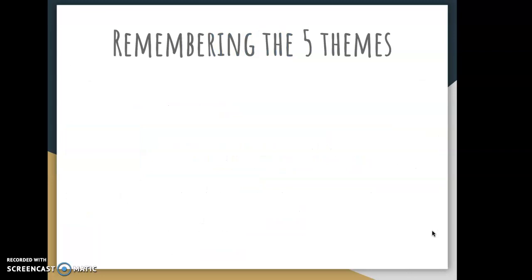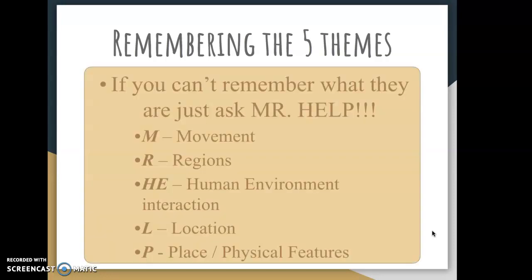So in order to help you guys remember the 5 themes of geography, there's the acronym called Mr. Help. So M for movement, R for regions, HE for human environment interaction, L for location, and P for place/physical features. So Mr. Help is here to help you remember the 5 themes of geography. So this is definitely something you want to write down, get familiar with the acronym, and know that Mr. Help is here to help you remember those 5 themes.